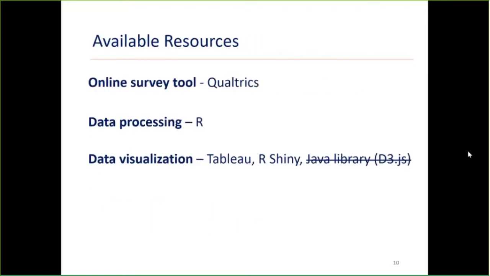So we also talked 2 years ago about the resources we had available. We needed an online survey tool. We have used Qualtrics in our group previously, so we had a license for it and some experience using it, so we went with that. We needed to process the data somewhat, so we had someone in-house who was experienced with R, so we decided to go with that as our data processing tool.